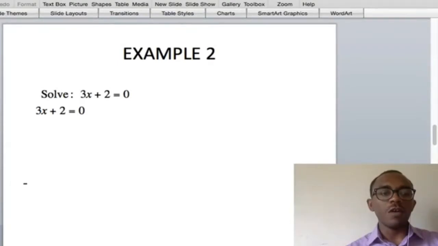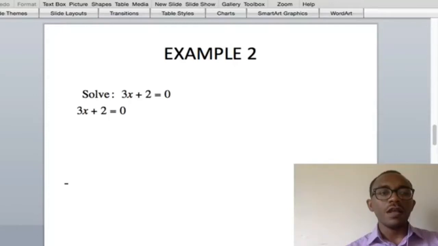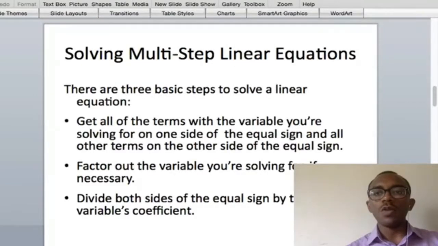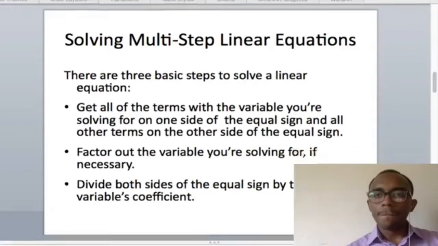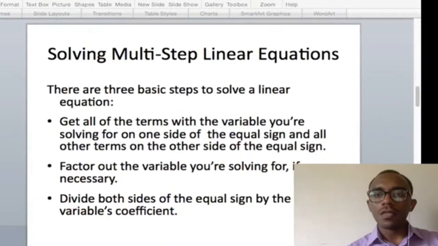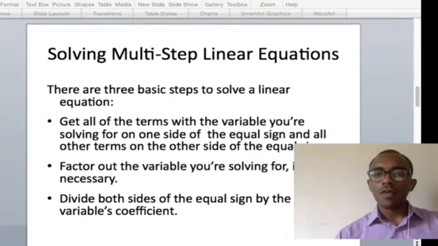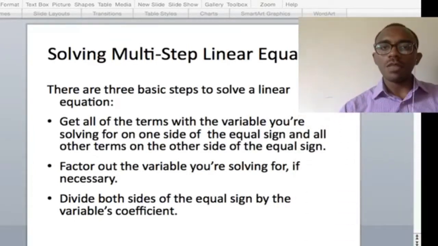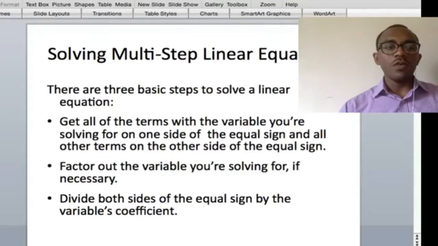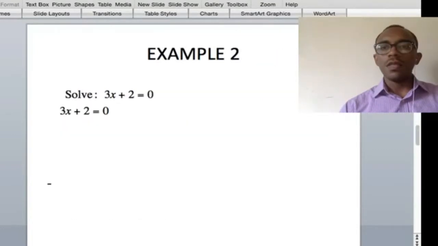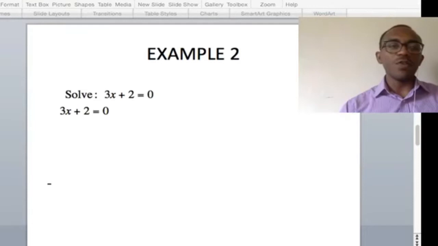we're going to make sure that all variables are on one side. Get all the terms we are solving for on one side, and everything else on the other side. Let's go back to this. Now go back to my example. So 3x plus 2 equal to 0.